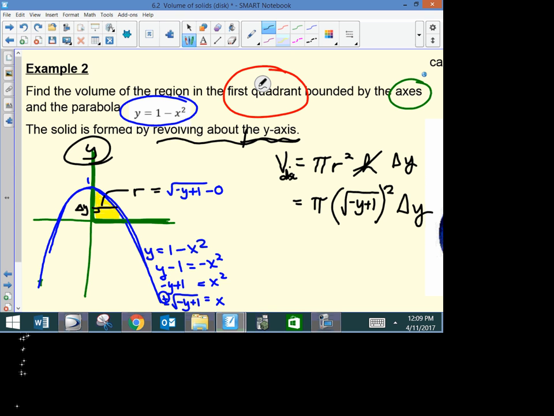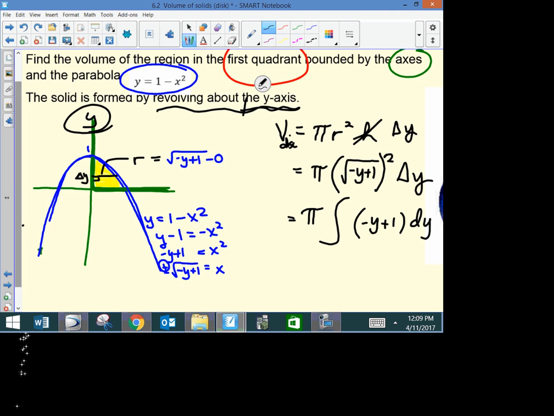All right. I'm ready for an iteration here. Kathleen, what's the square root of negative y plus 1 squared? Good work. Okay. This change in y changes to dy, as the change in y is the derivative of y, which is what the d stands for. Let's see. We need some limits. Now we're in terms of y. So what are my limits? Emma? 0 to 1. Very good.